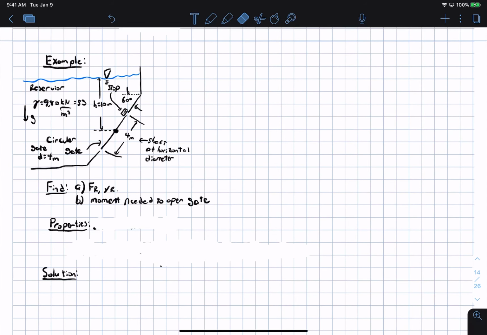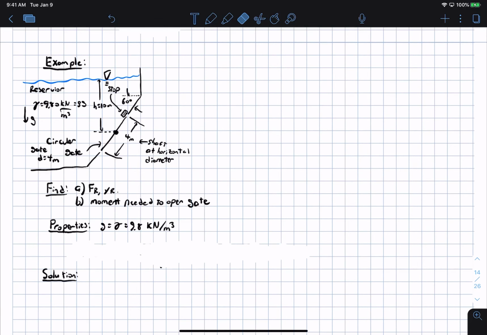When I do the problems, I like to find the properties, just to have them listed in one place. Then we know that rho g is equal to the specific weight, and that's equal to 9.8 kilonewtons per cubic meter. And we know that for a circle, the moment of inertia is just pi r to the 4th over 4. Ignore that, I'll go over that theory here in a little bit.